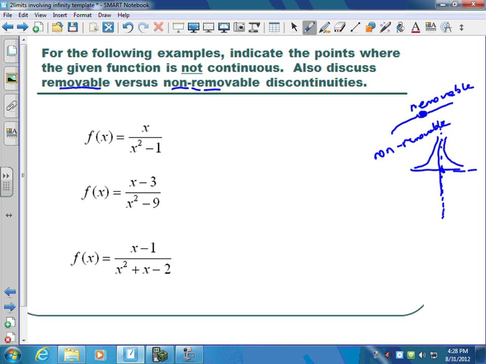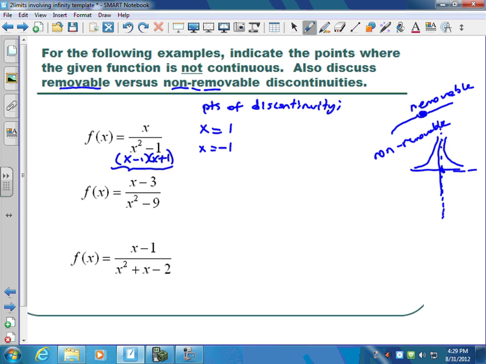Okay, so now let's take a look at this. f of x equals x over x squared minus 1. Now, from algebra, you may remember that if you factor this as x minus 1 times x plus 1, you know right away this function is not going to be continuous at these points of discontinuity, meaning it's going to be continuous everywhere but these 2 points. Those points are x equals 1 and x equals negative 1, because you would set each of these equal to 0 and you would get these answers.